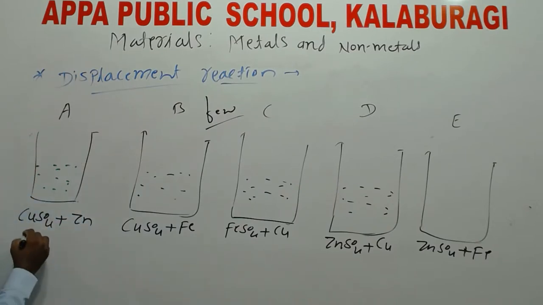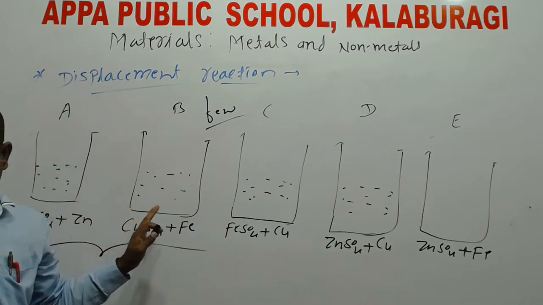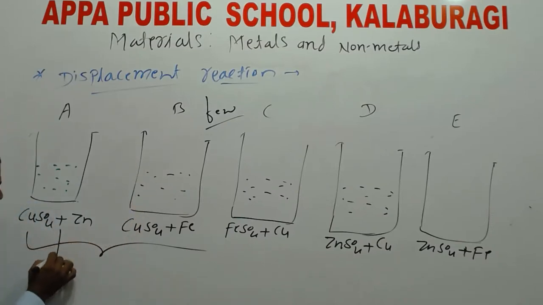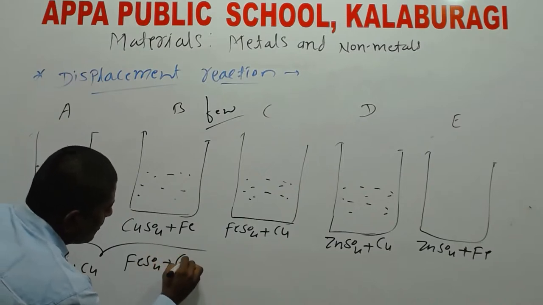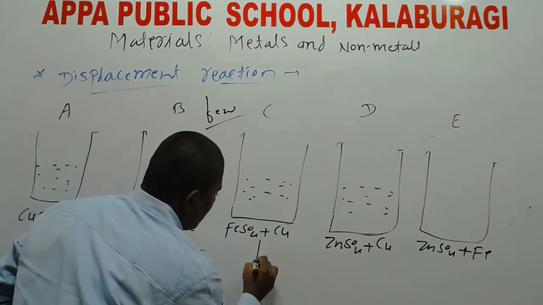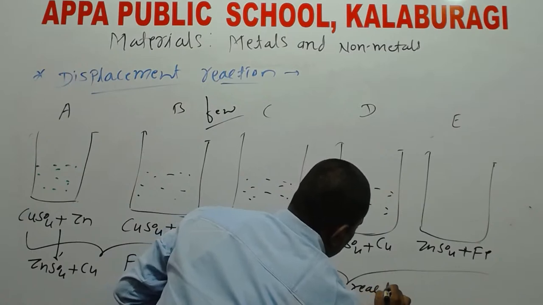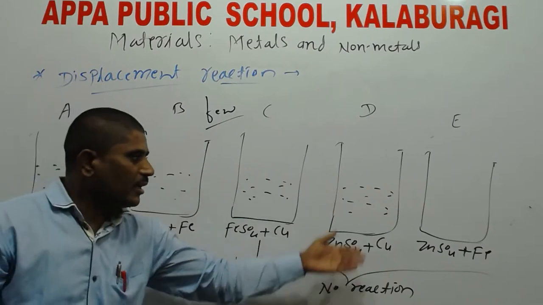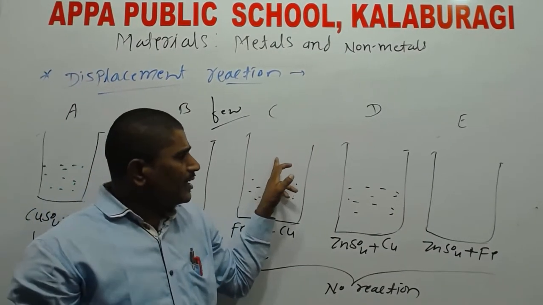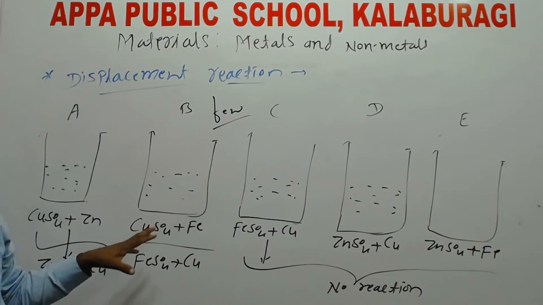My dear friends, changes take place in only two beakers. In one it turns into zinc sulfate plus copper, and in the other it turns into iron sulfate plus copper. In the other three beakers, beaker C, beaker D, and beaker E, no reaction takes place.